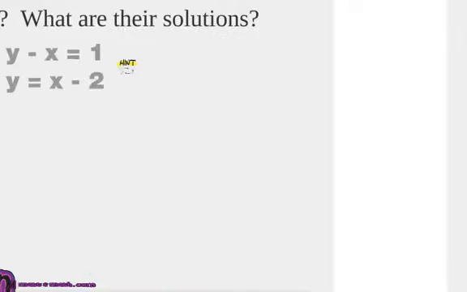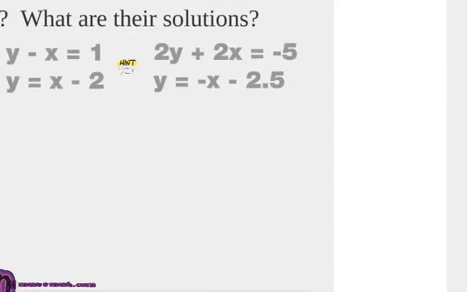All right, so you can probably guess what this one's going to be. Might not look like it though, huh? You've got y equals negative x minus 2.5, and then this 2y plus 2x equals negative 5. So move everything away from the y, move the 2x over, get rid of the 2 there, and let's start solving it. See if you can do this one on your own.